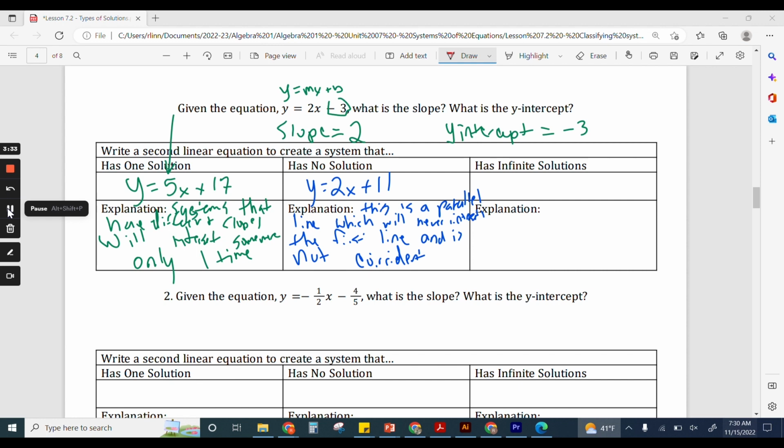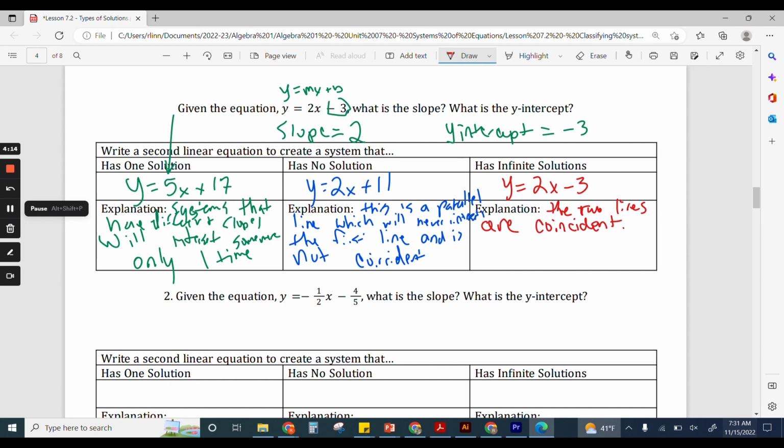Now, the last one that I've got here is I need to create one that has infinite solutions. So I remember that infinite solutions means I'm going to have two lines right on top of each other. So this line has to be exactly the same as the first one: y equals 2x minus 3. And my reasoning is the two lines are coincident. They're one on top of each other.